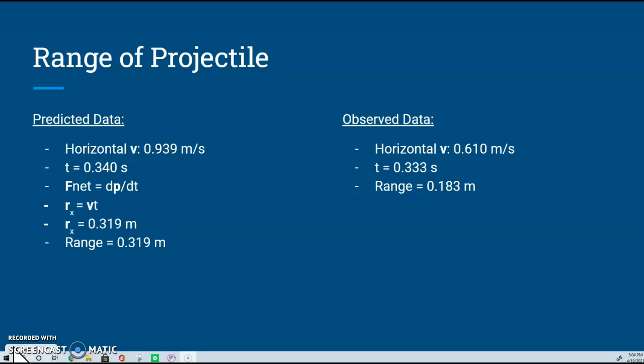Then I wanted to calculate the range of the ball's path after leaving the horizontal surface. Using the calculated data from earlier, I used distance traveled equals velocity times time. This predicted that the range of the projectile would be 0.319 meters. Using Tracker, I found that the real range was 0.183 meters. This is not far off from predicted data. Also, using the observed horizontal velocity and time, I found the ball's range should have been 0.203 meters, which is very close to the real distance.